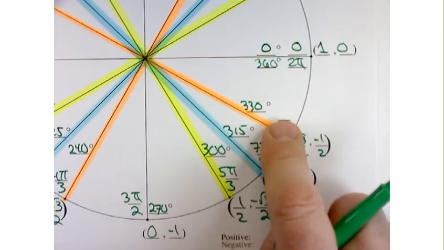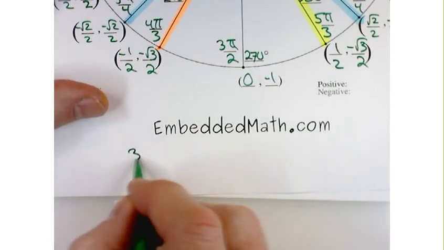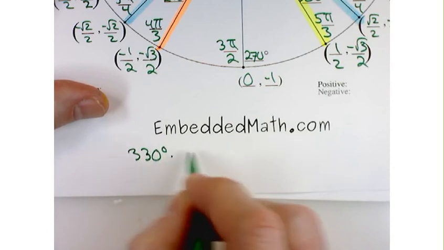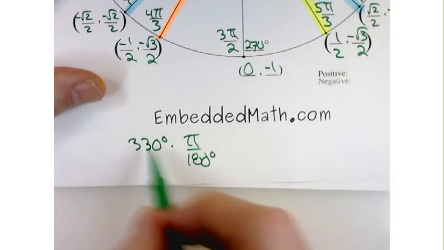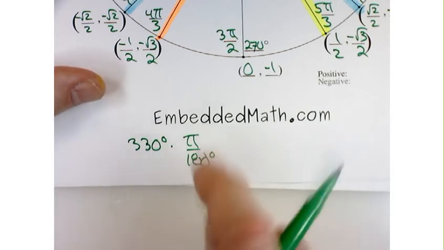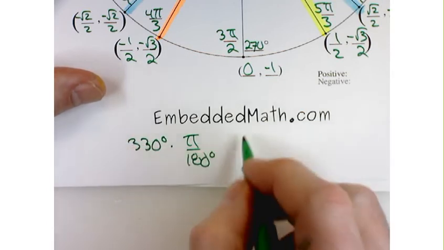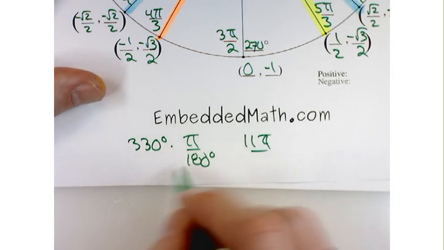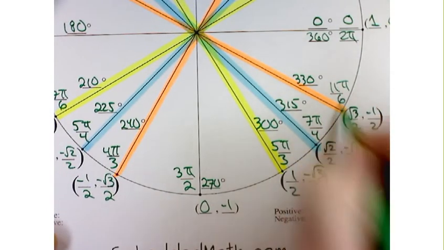Now, when it comes down to the angles and figuring out radians, we can take, say, 330 degrees times pi over 180. And you can see that the units of degrees are going to cancel each other out. 30 goes into both of these, into the numerator 11 times, and into the denominator 6 times. So 11 pi over 6.